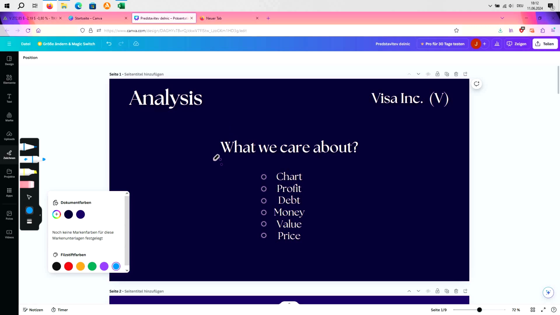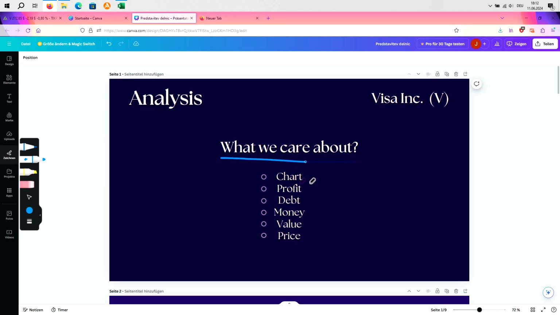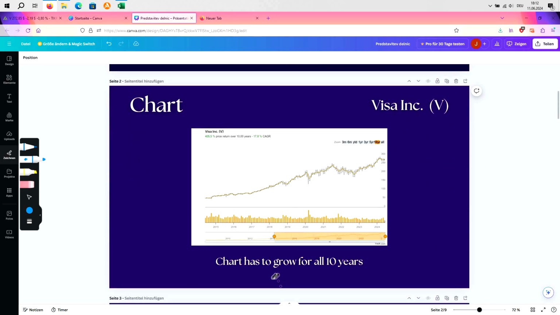So as a beginner, you want to think about the following 6 things, okay? You want to care about the chart, you want to care about the profit, debt, money on the bank account, value, and price, okay? So bro, let's start with the chart. As you can see here, you have a little instruction on the bottom, okay? Chart has to grow for the all 10 years that we analyze.